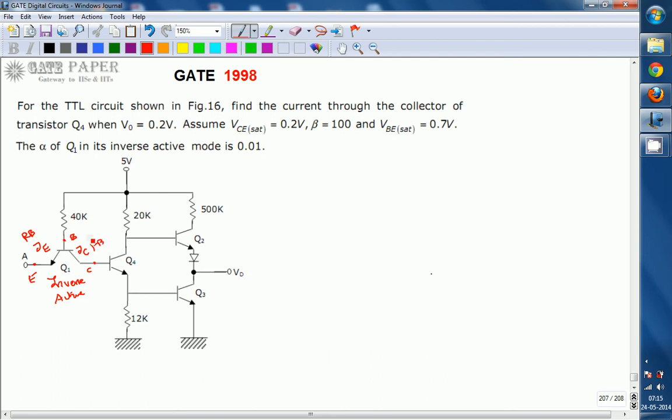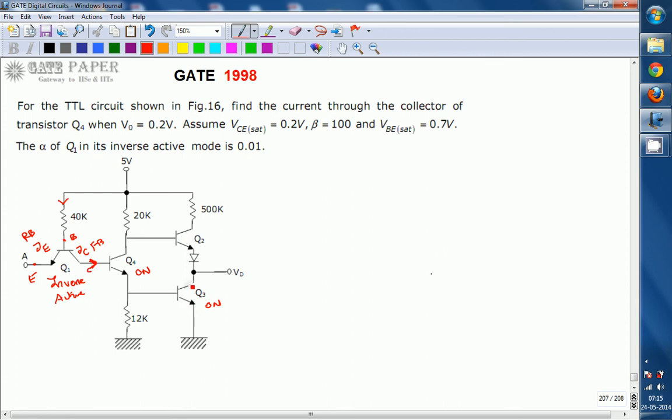Now, no current flows through this reverse-biased emitter-base junction. The entire current flows only through the collector-to-base circuit, that is, through this forward-biased junction. That makes the Q4 transistor go on, and that makes Q3 go on. This is the totem pole configuration at the output side.